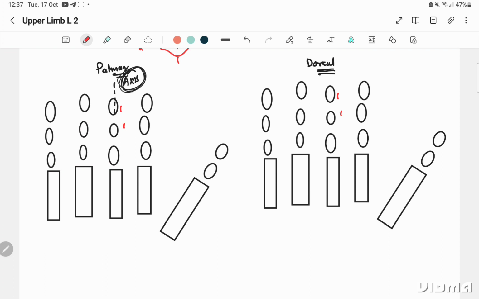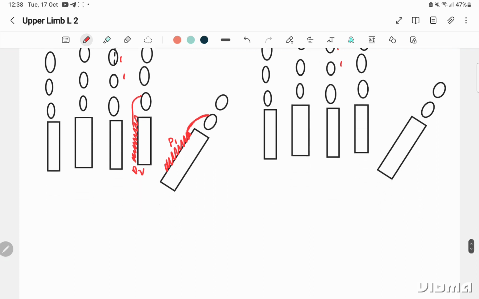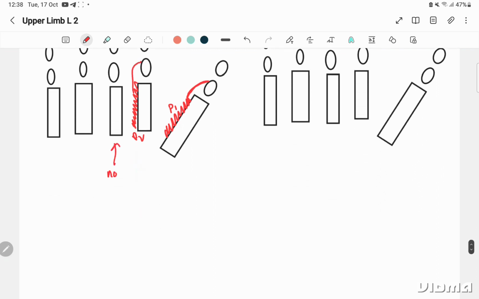So let's draw the palmar interossi. The first palmar interosseous is in the thumb here, and it attaches to the proximal phalanx. This is P1. P1 is unipinnate. Of course, all palmar interossi are unipinnate. Then we have P2, and it attaches to the proximal phalanx also. Middle finger has no palmar interossi. No palmar interossi in the middle finger.